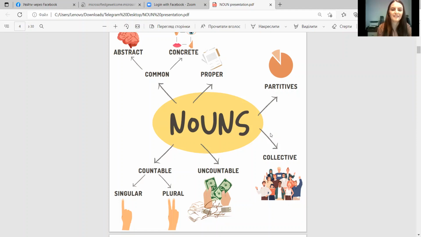And the last categories, partitives, like слова частинки, they will be used with uncountable nouns. And another additional category is collective, збірні. Збірні іменники, for example, audience, team, crowd, class, and others.